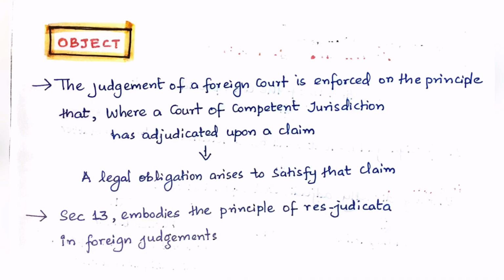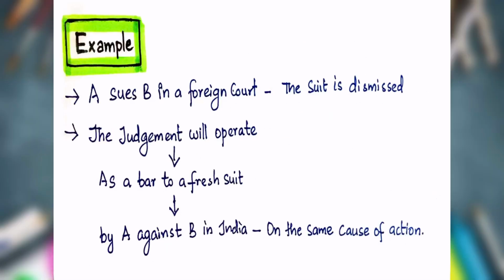Now let's get into the object of foreign judgment. The judgment of a foreign court is enforced on the principle that where a court of competent jurisdiction has adjudicated upon a claim, a legal obligation arises to satisfy that claim. Section 13 embodies the principle of res judicata in foreign judgments. For example, A sues B in a foreign court. The suit is dismissed. The judgment will operate as a bar to a fresh suit by A against B in India on the same cause of action.